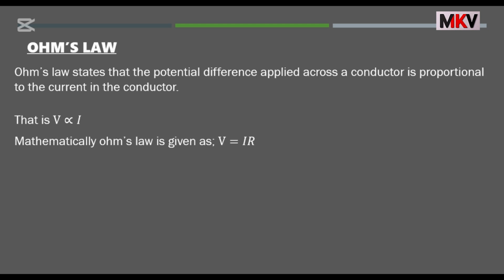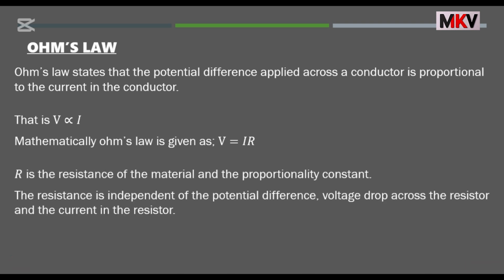Now, Ohm's law. Ohm's law states that the potential difference applied across a conductor is proportional to the current in the conductor. So it is expressed mathematically as V equals IR, where R is our resistance. So R is the resistance of the material and it is the proportionality constant.